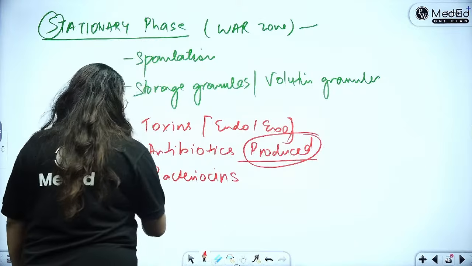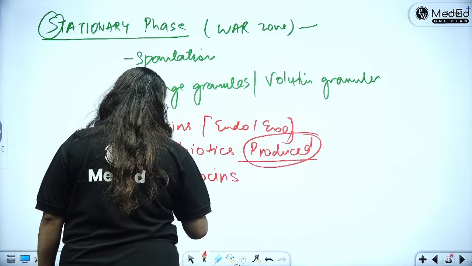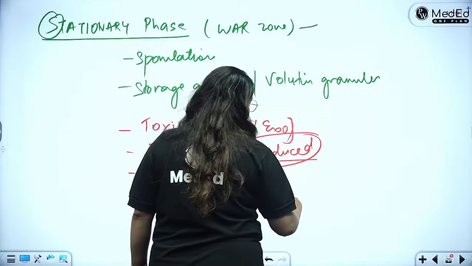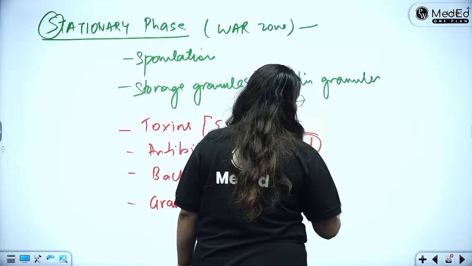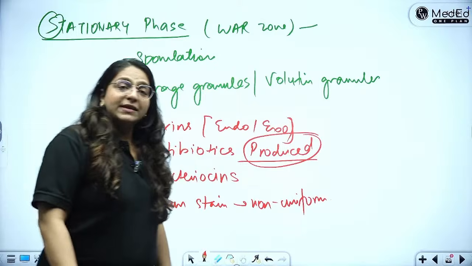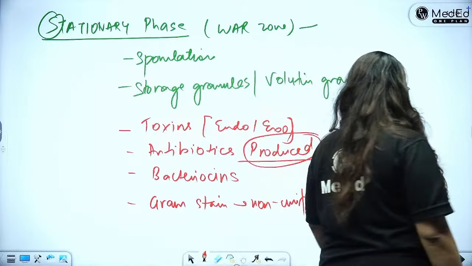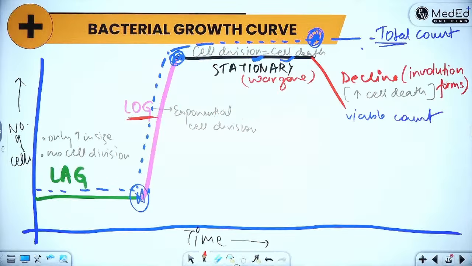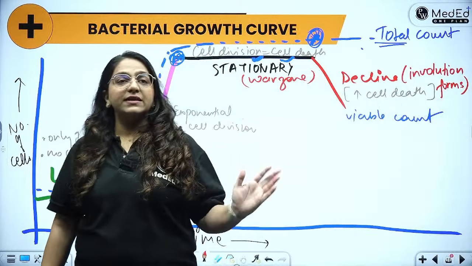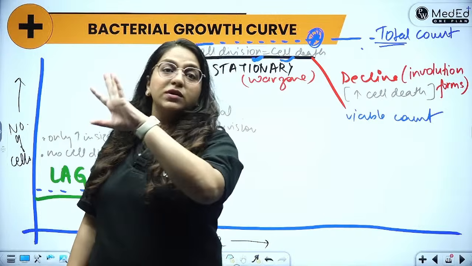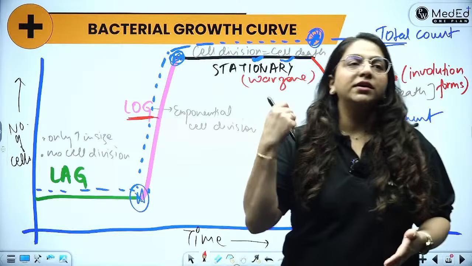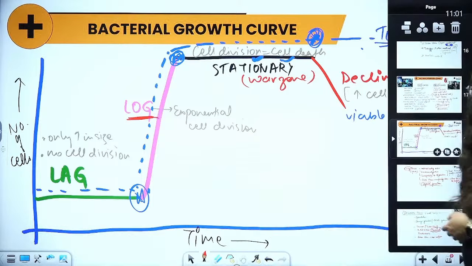That is why in this phase, the gram stain is totally non-uniform. Yes, so this is not a good time to do a gram stain. The bacteria is non-uniformly gram stained during the stationary phase. So all of the points about stationary phase are done, all of the points about log phase are done, and all of the points about decline phase as well as lag phase are done. You can make two types of curves. One is the viable count curve and one is the total count curve, which are totally different whenever we talk about the bacterial growth curve. All right. So that's it in the bacterial growth curve.